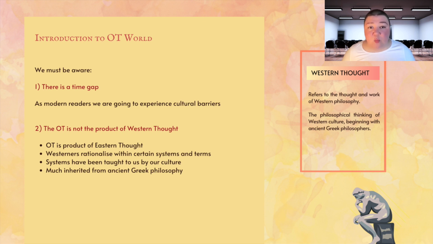When we use the phrase Western thought, we are referring to Western philosophy. Western philosophy refers to the thought and work of the Western world. Historically, the term refers to the philosophical thinking of Western culture, beginning with ancient Greek philosophers. We rationalize, think within certain systems, along certain terms. We use certain tracks of thinking. These systems have been taught to us by our culture, much of it inherited from ancient Greek philosophy.